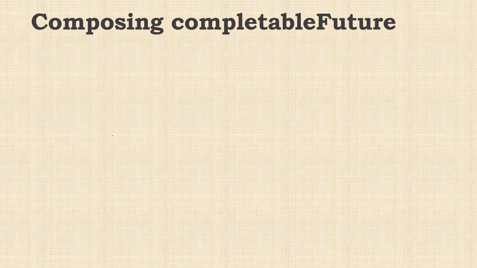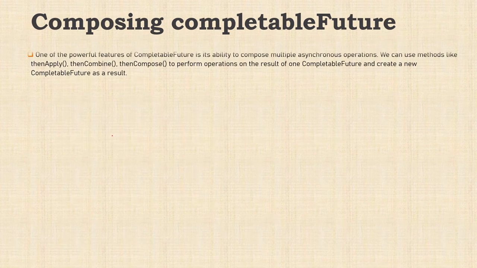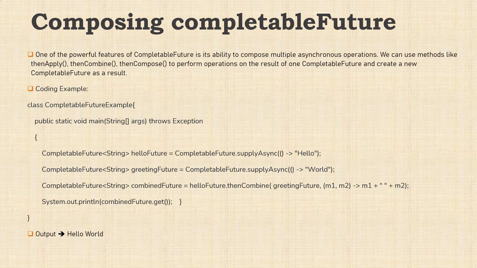Composing CompletableFuture. So we can compose CompletableFutures. One of the powerful features of CompletableFuture is the ability to compose multiple asynchronous operations. We can use methods like thenApply, thenCombine, thenCompose to perform operations on the result of a CompletableFuture and create a new CompletableFuture as a result. This is the advantage of CompletableFuture. It is not available in the Future interface.